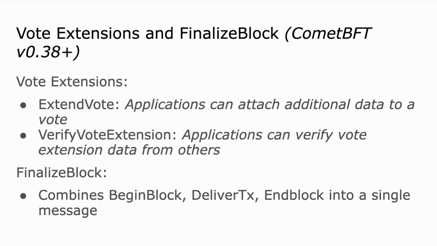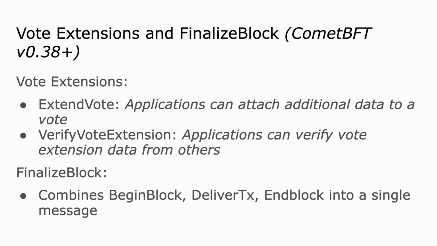In addition to the proposal-time hooks, ABCI++ also introduced changes around voting and block execution, which landed in the 0.38 release series. The first change is vote extensions. With vote extensions, validators can attach additional application-defined data to their consensus votes. ExtendVote is called when a validator is about to cast its vote. That lets the application add some data. They may do a little bit of computation based on perhaps local state or the proposed block and include that as part of the vote.